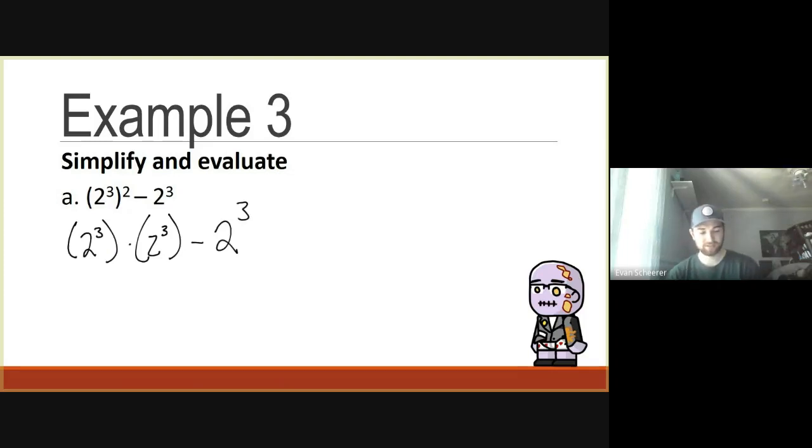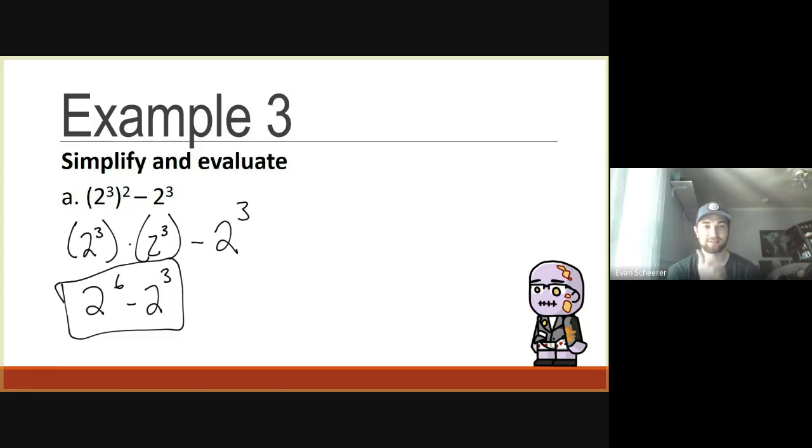So first we need to do this part. 2 cubed times 2 cubed, that's the same as 2 to the 6th power minus 2 to the 3rd power. Guys, that's simplified all the way. We can't simplify that anymore. Because of this subtraction sign, we can't simplify it anymore, so we leave it. But now it says to evaluate.